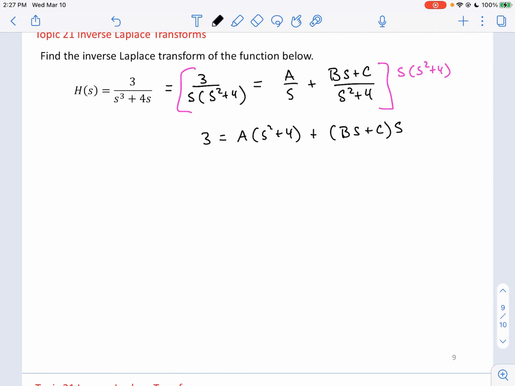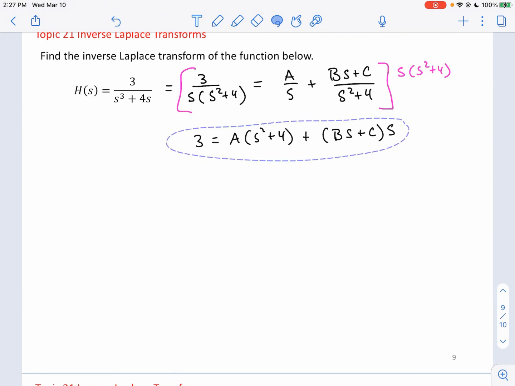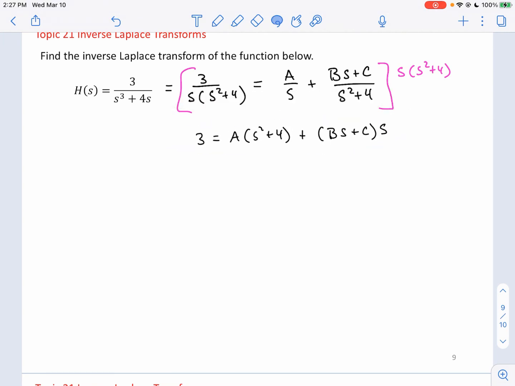Now method 1 doesn't get us super far, it's not as convenient as it has been in other cases. Method 1 I'm talking about. And I'm just going to use method 2 on this one, which means I'm going to distribute everything on the right and then equate coefficients. So after I distribute everything on the right, we have as squared plus 4a plus bs squared plus cs. And grouping similar terms and factoring, we have a plus b times s squared plus the s term is cs, and then the constant is 4a.